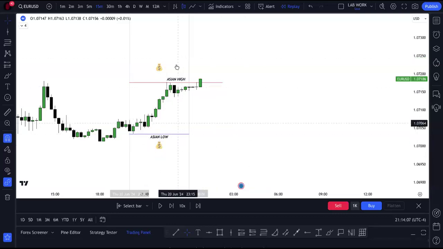The market likes to take both sides of that market. It's a pretty obvious and natural phenomenon that we see very often.